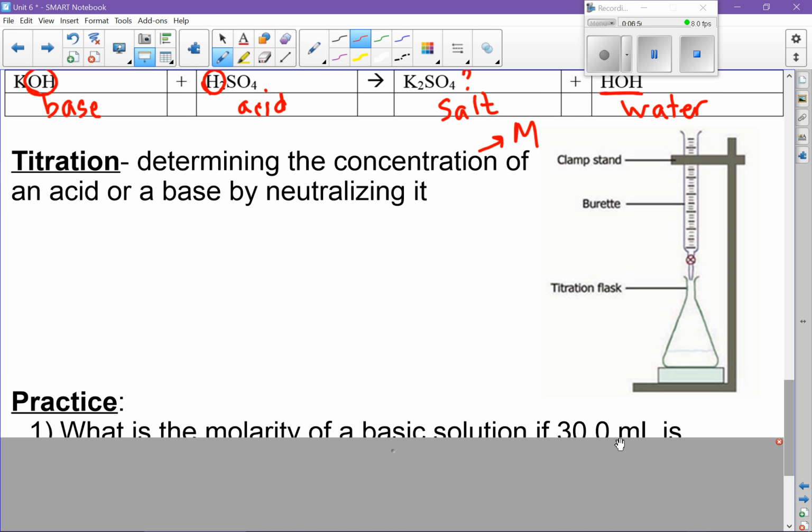And so what we do is, in here we might have some acid. And up here this thing is called a burette and it's full of base. And so we slowly drip base down here until this acid becomes neutral. And by measuring how many little drops I did, that helps me figure out what the molarity of this thing was to begin with.